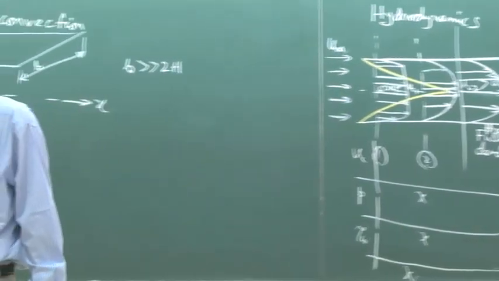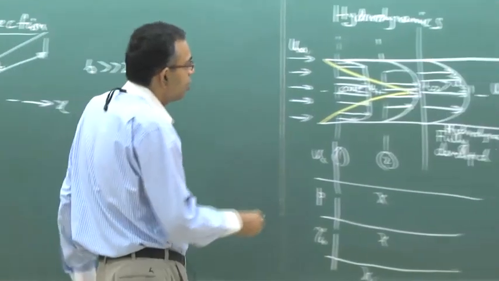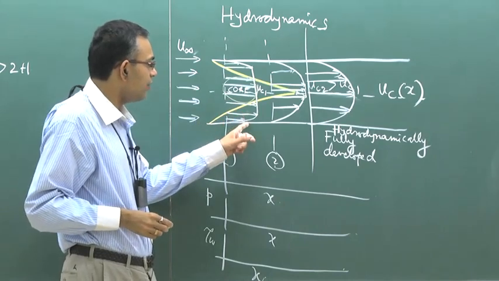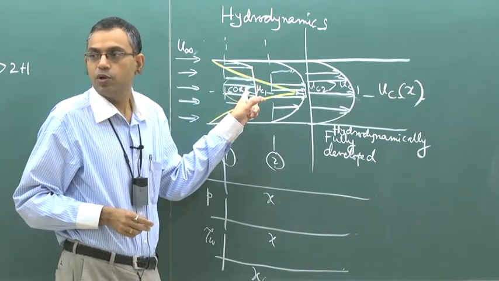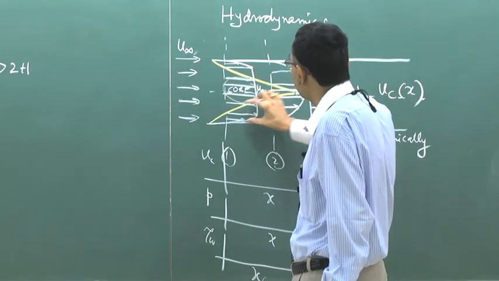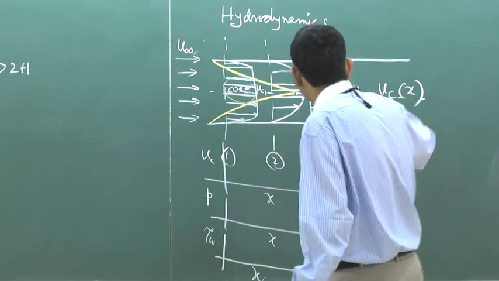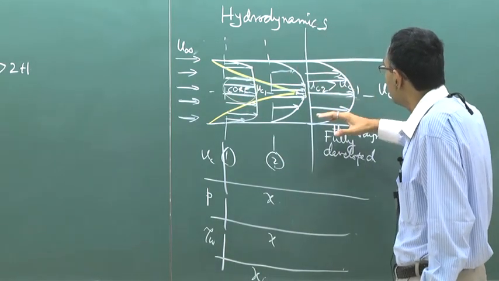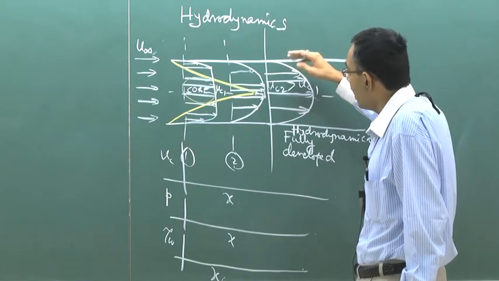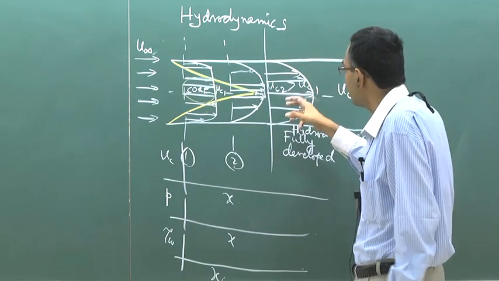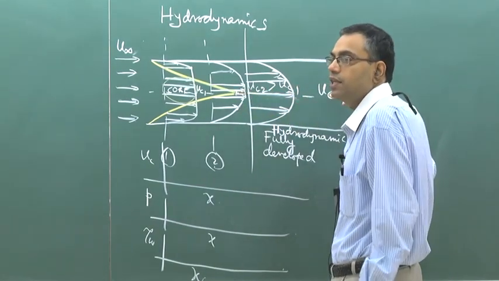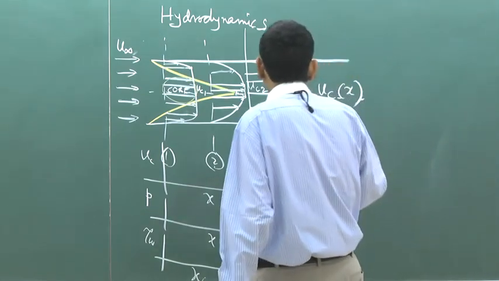So what is the big essence of hydrodynamically fully developed flow? Here in the core region, what happens? The effect of the presence of the wall is not propagated. The effect of the presence of the wall is propagated only up to this distance. But when you come to hydrodynamically fully developed flow, the entire fluid feels the effect of the wall. And because the entire fluid now feels the effect of the wall, the velocity profile from now onwards doesn't change anymore with x.